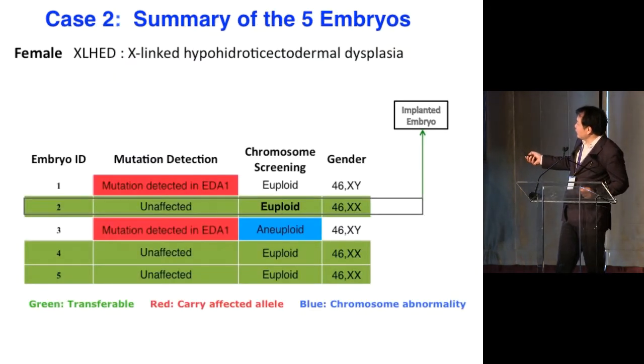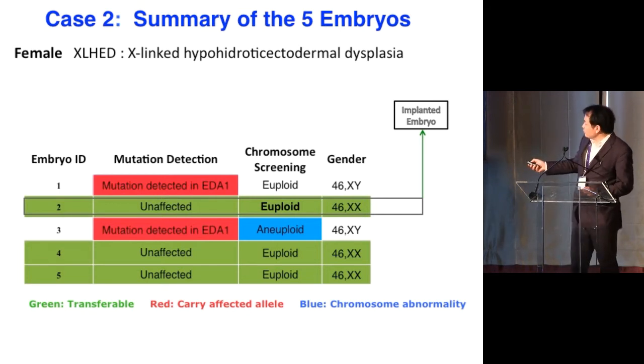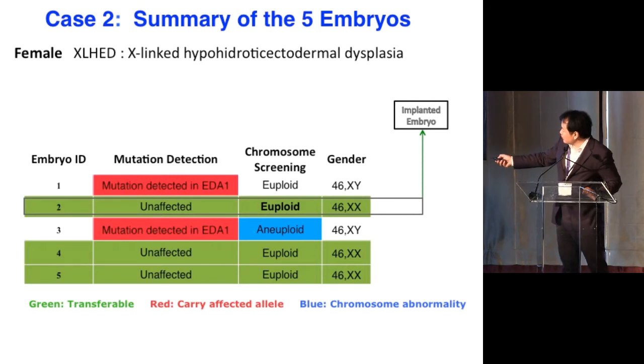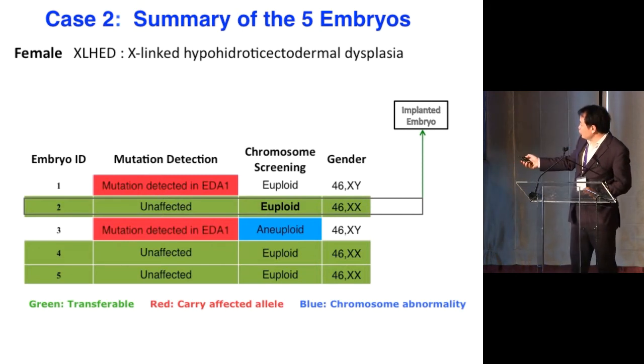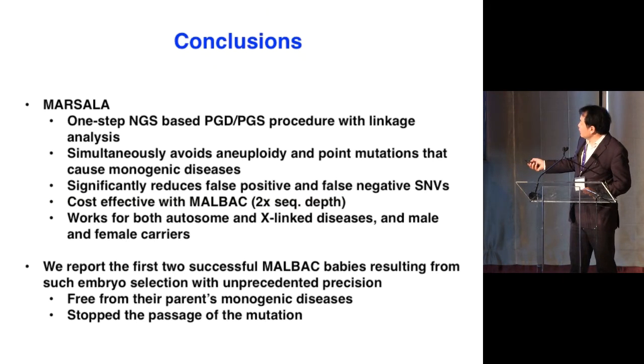Okay, so of the 5 embryos, the red ones had the undesired point mutation. The blue one had the aneuploidy. Dr. Chow transferred number 2, and so the baby is healthy. We celebrated birthdays, and let me quickly summarize.